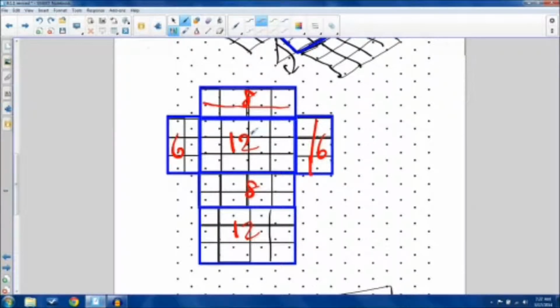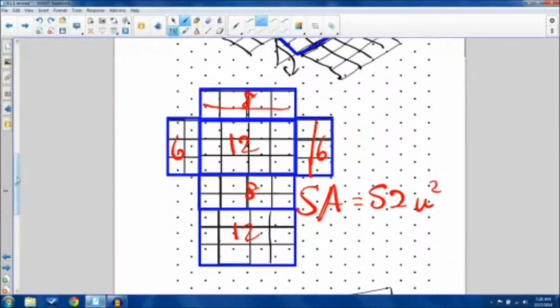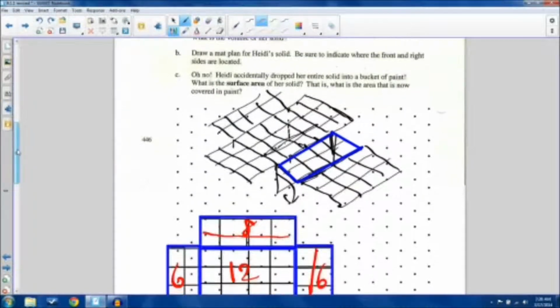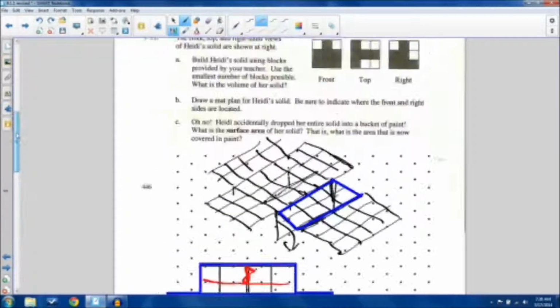So then I add them up. 12 plus 8, 20, 26, 32, 40, 52. So the area of this entire object is 52 square units. That's the surface area of this thing. I'm going to call that SA. Surface area is finding the area of your surfaces. The reason I had to do all this is that you're going to work with things called net drawings, and I'm going to save that for later.